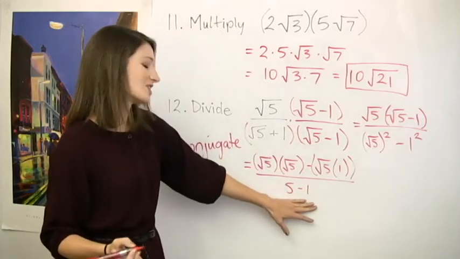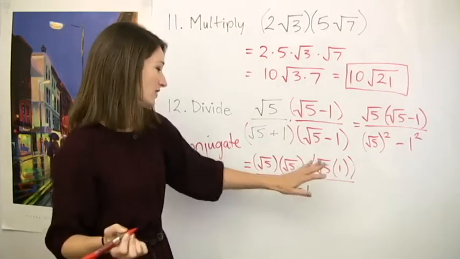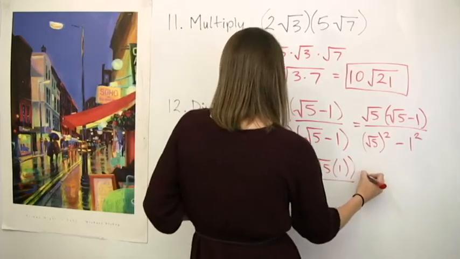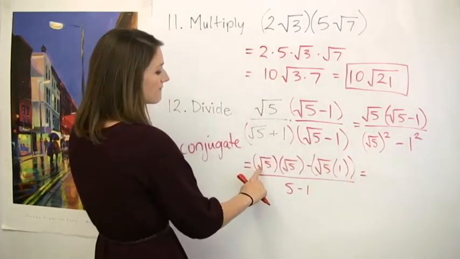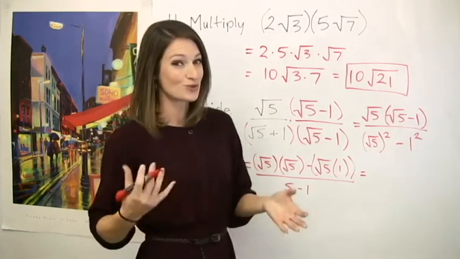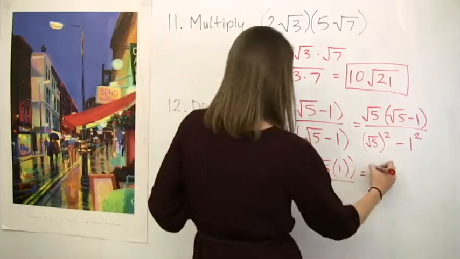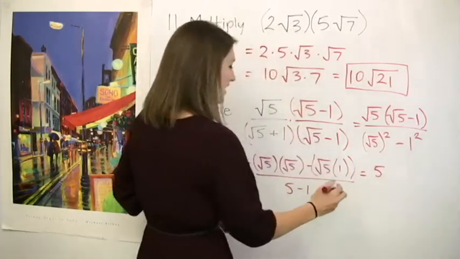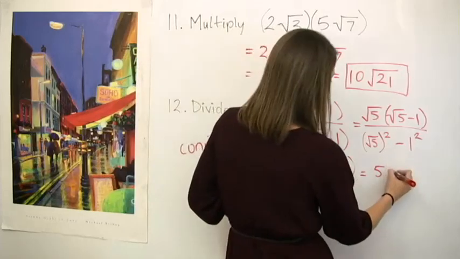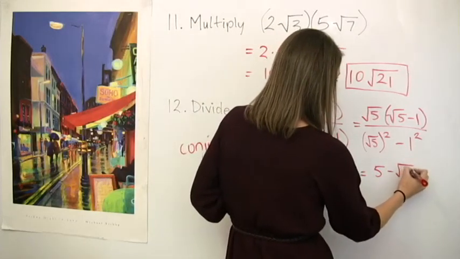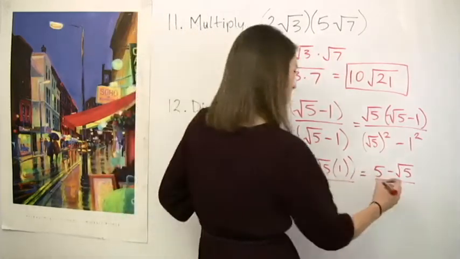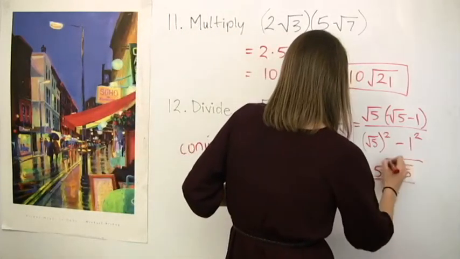So we have rationalized our denominator. We've gotten rid of our radicals. Let's just simplify what we have left to find our answer. So the square root of 5 times the square root of 5 gives the square root of 25, which is just 5. And then we subtract the square root of 5 times 1, which is the square root of 5. And that's all over 5 minus 1, which is 4. So this is our answer.